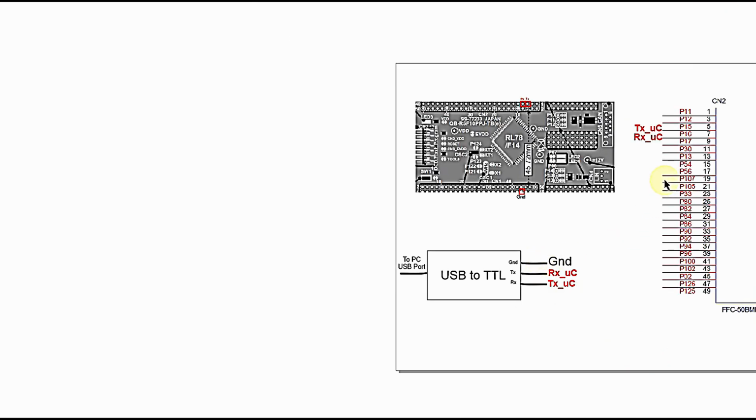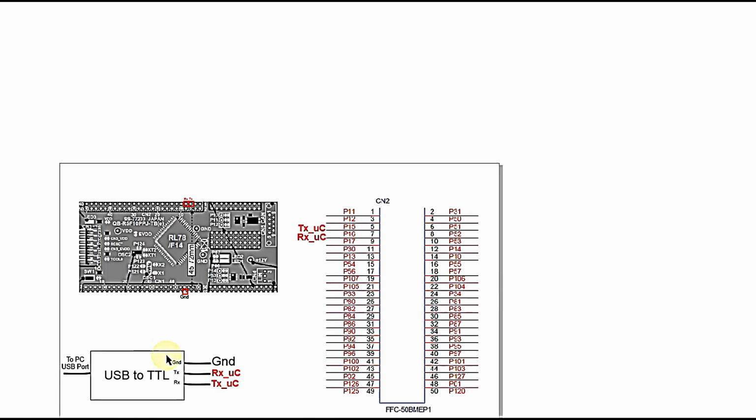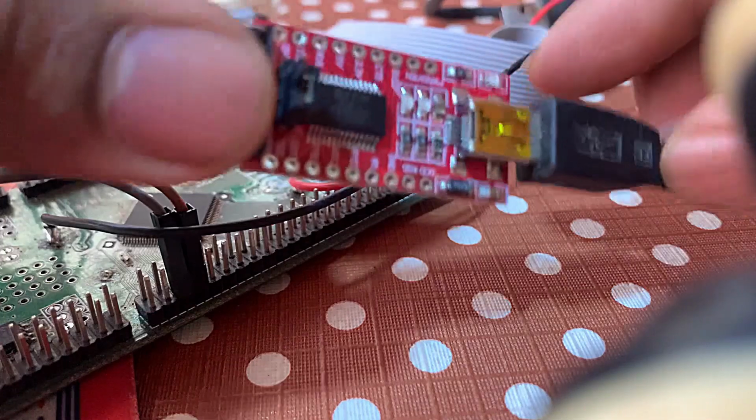So that's all about the circuit that I'm going to make between the development board and the USB to TTL converter for establishing the UART communication between these two, that is, between the serial terminal software in the PC and the microcontroller RL78 F14. I hope you understood the circuit connections. So let's see how we can configure this UART further in the microcontroller and how we can transmit some byte of data through the UART serial port of the microcontroller.